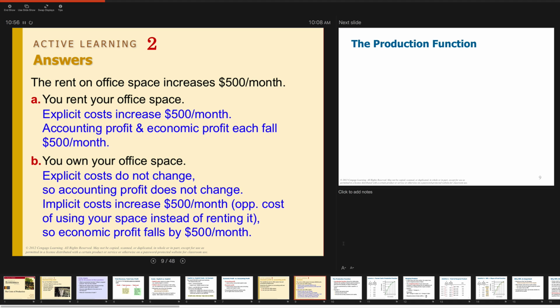When you own your own office space, explicit costs still haven't changed. It's still an increase of $500 a month. But your implicit costs go up. You could be renting it out. You own your own space. You don't raise your rent on yourself, right? Just because other people's rent went up, you're not going to raise your rent. So your accounting costs don't change at all. But your implicit costs do. Because you could be renting it to someone else and making an extra $500 a month.